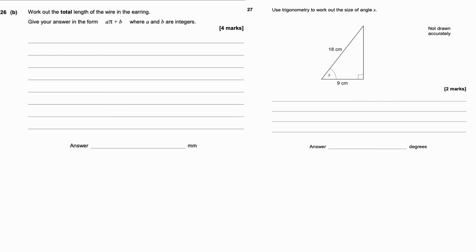Right, guys, this is part B. Work out the total length of the wire of the earring. Give your answer in the form a pi plus b, where a and b are integers.